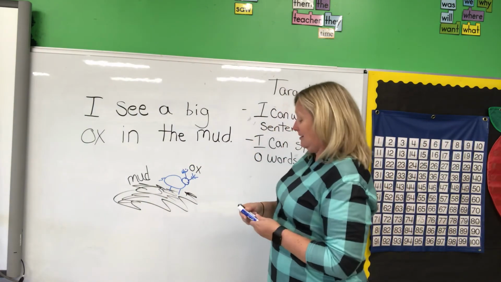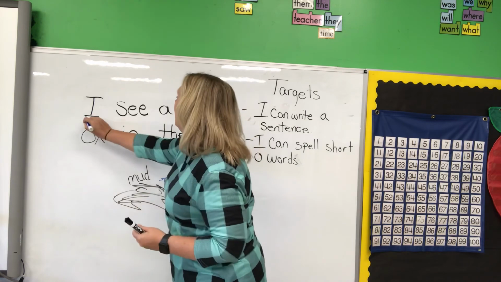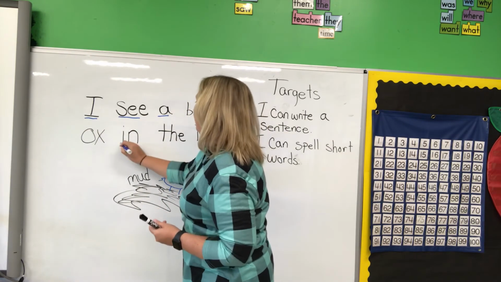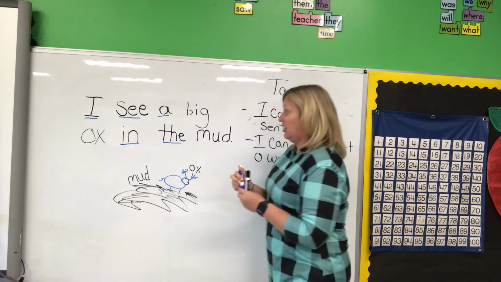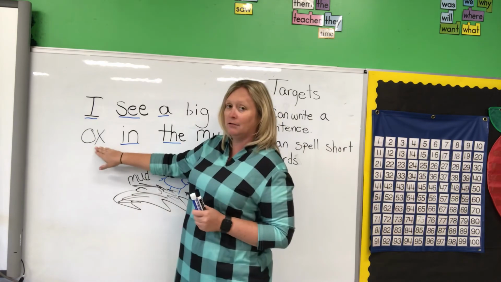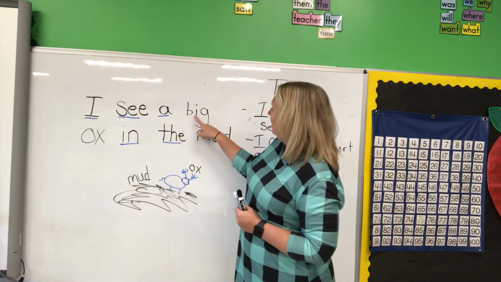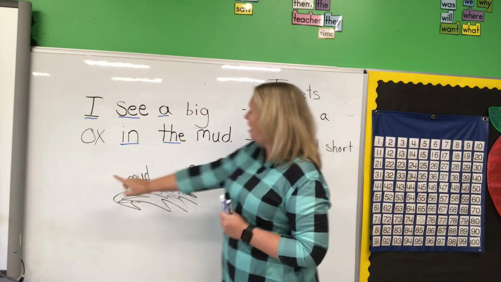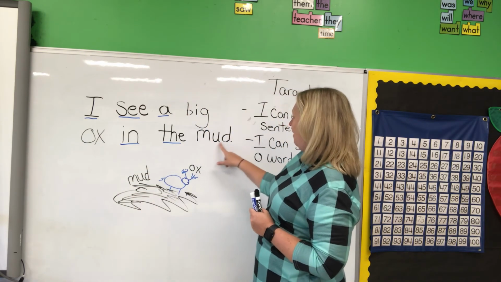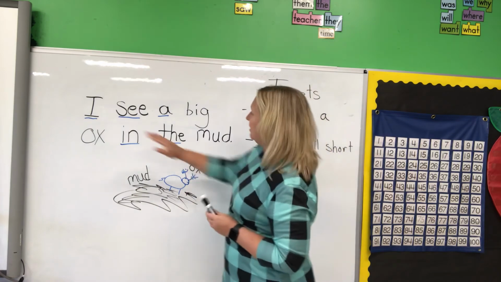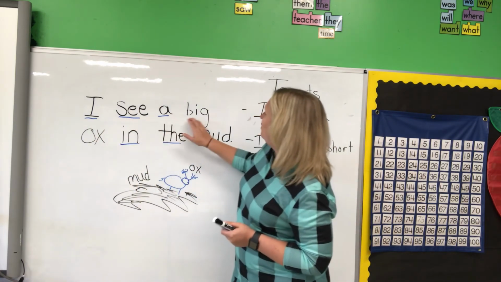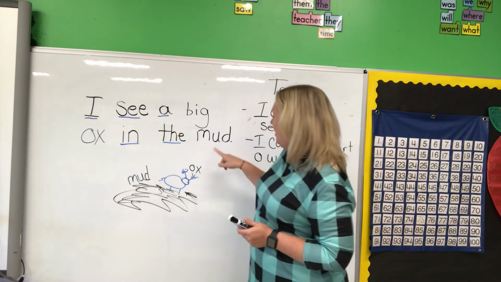The last thing. Now, I used my sight word chart for I, see, a, in, and the, because those are sight words. Did I stretch out my other words? Let's look. Big, ox, and mud. So let's reread my sentence one more time. I see a big ox in the mud.